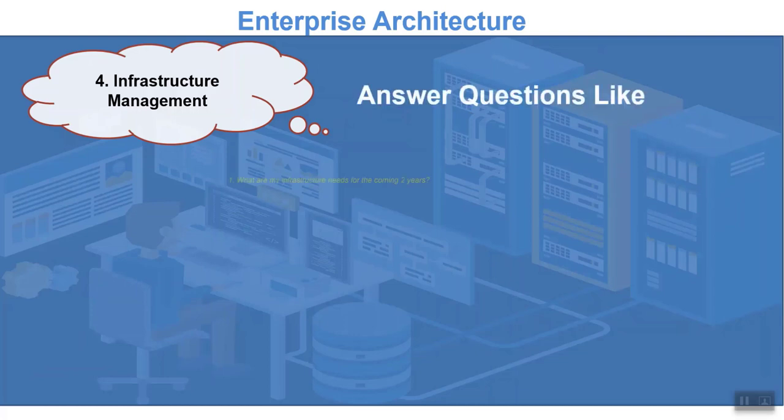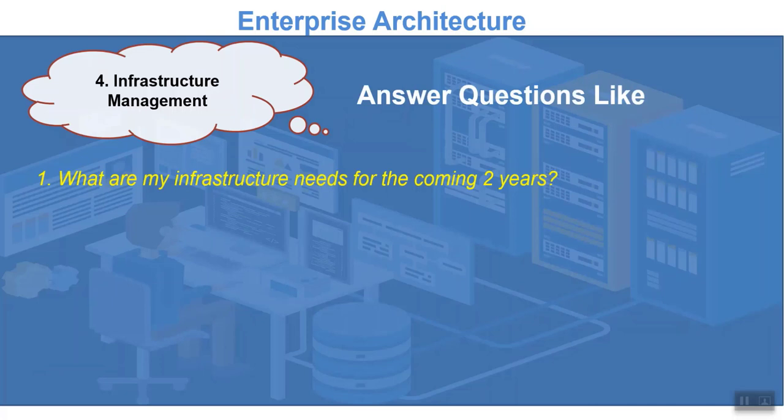For example, what are my infrastructure needs for the coming 2 years? Now, having the full traceability between the business goals and the business processes and the applications that are currently running or that are required for the future, then I can precisely assess what will be my infrastructure needs for the coming years.